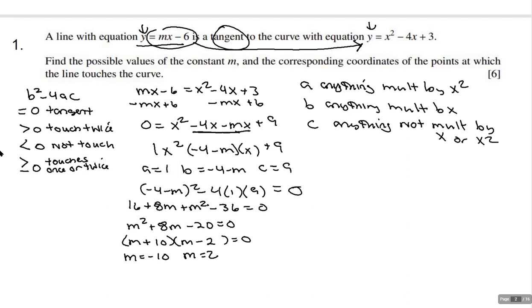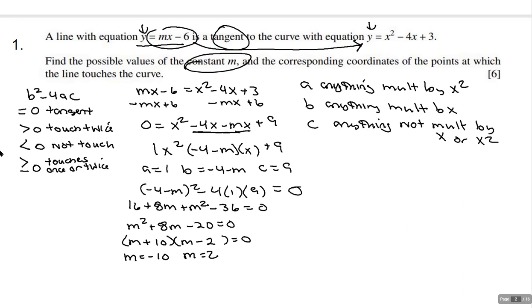Now, in any problem on the exam, I always want to make sure that I go back to the question when I think I'm done and make sure I've answered it. Find the possible values for the constant m. Okay, we did do that. But notice it also says to find the corresponding coordinates at which the line touches the curve. And see, we did not do that. Sometimes people get in a big hurry and they move on and they miss valuable points. So let's go ahead and do this.